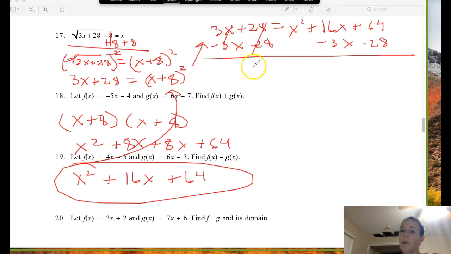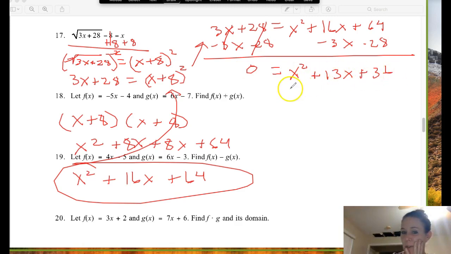Bring down, and we're going to get 0 equals x squared. Subtracting 3x's from 16x's, you're going to get 13x's. And then what's 64 minus 28? What is that? 36? You set it equal to 0.